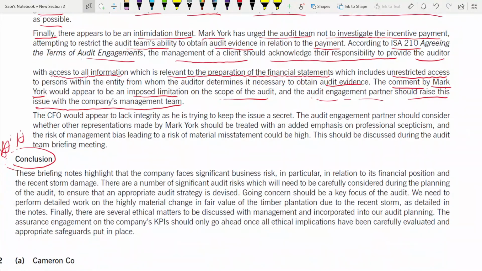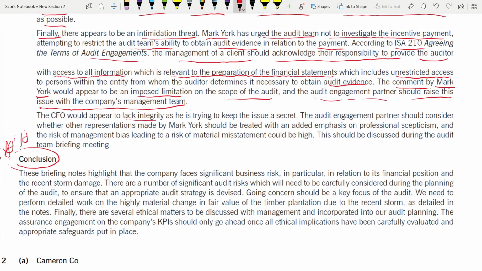Next, the CFO would appear to lack integrity. Mark York appears to lack integrity as he is trying to keep the issue a secret. So the audit engagement partner should consider whether other representations made by Mark York should be treated with an added emphasis on professional skepticism. Because he lacks integrity, the audit engagement partner should think about whether they can rely on everything Mark York has said, or whether they should do some additional work.